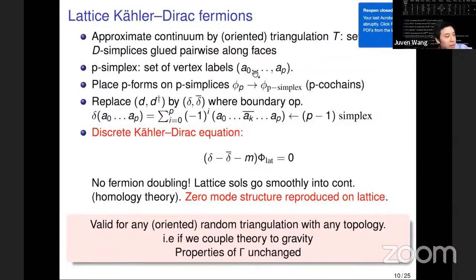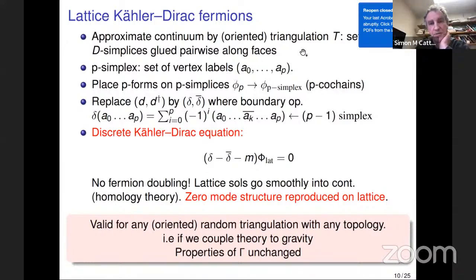Okay. Thank you. All right, so the point is you can take this continuum theory and put it on an arbitrary random triangulation, all right? So a bunch of D simplices in D dimensions glued pairwise along faces. I can talk about P simplices, which are sets of vertex labels, which tell you about particular objects in that lattice. I can place the continuum P forms on P simplices. These are sometimes called P cochains, right? From a lattice perspective, it's obvious you just put the P forms on the P simplices. What else could you do?